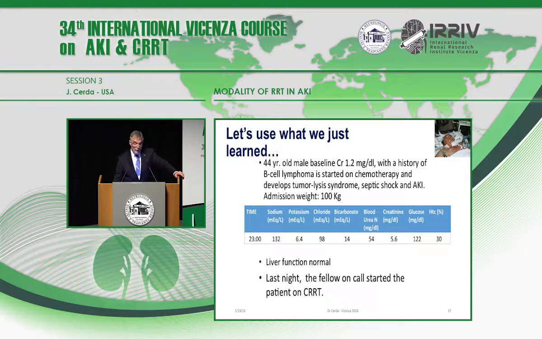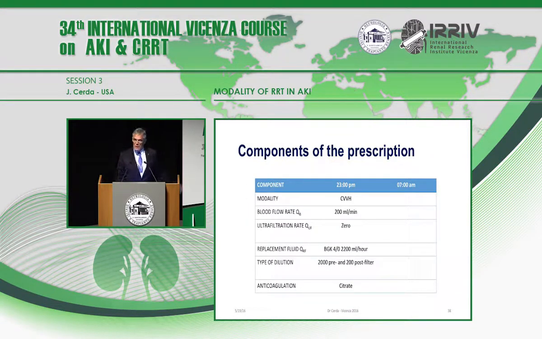So here you are: a 44-year-old male, baseline creatinine 1.2, with a history of B-cell lymphoma, started on chemotherapy, who develops tumor lysis syndrome, septic shock, and acute kidney injury. The admission weight is 100 kilos, which we will use as a dry weight. And these are the labs when we're called. As you can see, we're called very early to see the patient. Creatinine of 5.6, BUN of 54, and a critical potassium of 6.4. Ravi and Sean would agree that we should initiate some kind of dialysis. Liver function is normal. The fellow last night started the patient on CRRT.